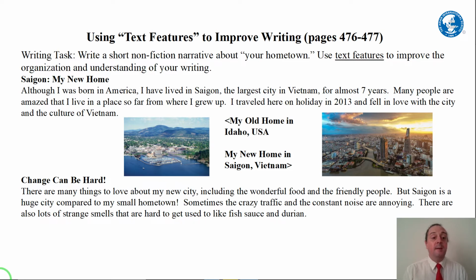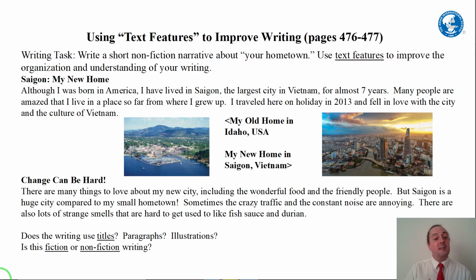Change can be hard. There are many things to love about my new city, including the wonderful food and the friendly people. But Saigon is a huge city compared to my small hometown. Sometimes the crazy traffic and constant noise are annoying. There are also lots of strange smells that are hard to get used to, like fish sauce and durian.